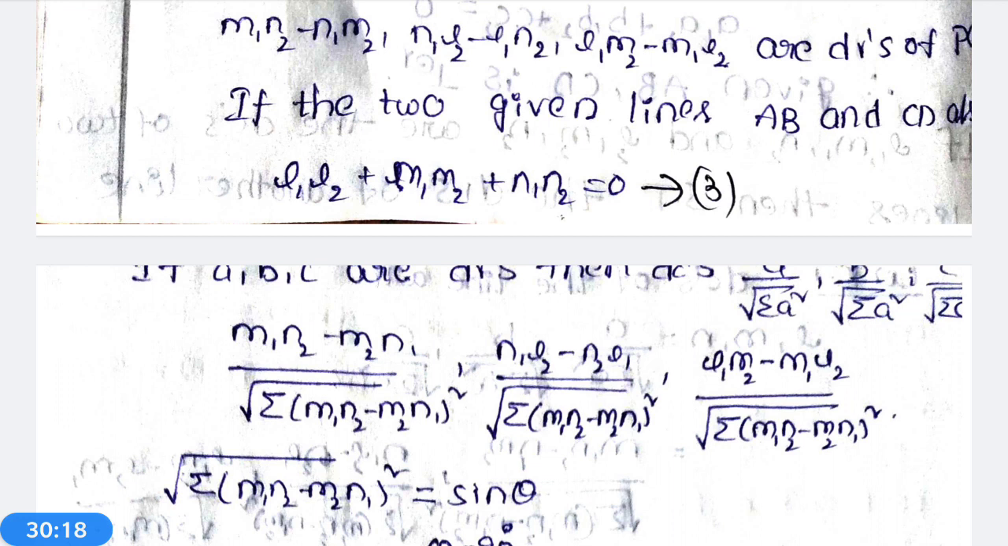But the square root of sigma (m1 n2 minus m2 n1) whole square is equal to sin theta. If the two lines are perpendicular, theta is 90, and sin 90 is equal to 1. That is, sigma (m1 n2 minus m2 n1) whole square is equal to 1. Therefore, DCs of the required line l, m, n are (m1 n2 minus m2 n1) by 1, comma (n1 l2 minus n2 l1) by 1, comma (l1 m2 minus l2 m1) by 1.